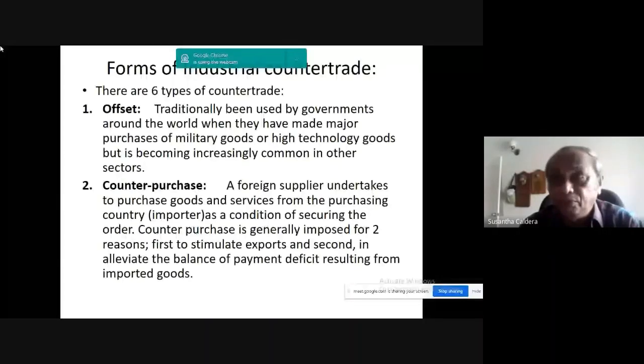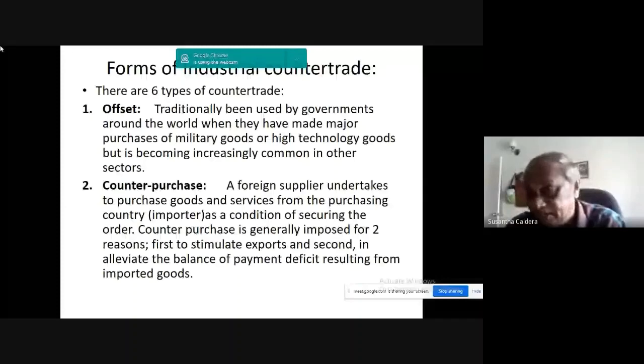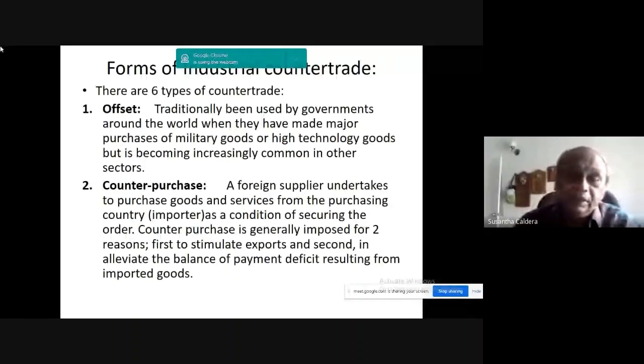Normally, offset is traditionally in use by governments around the world when they have made major purchases of military goods or high technology goods, but is becoming increasingly common in other sectors also. When governments want to buy military goods or high technology goods, they offset with some other, completely different type of goods. Arms and ammunition and warships and helicopters and everything, maybe against sugar, maybe against steel, maybe against some other precious metal. So that is one, offset.